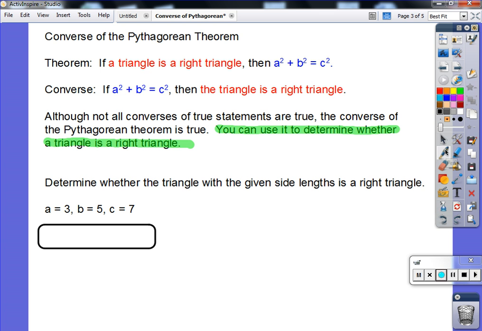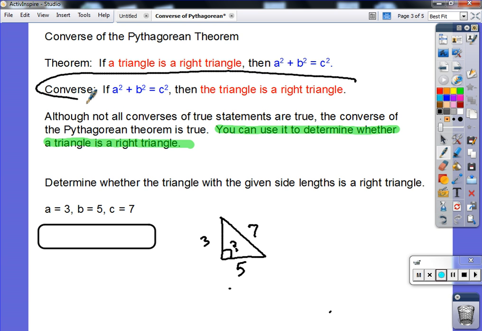So let's say that I have a triangle that has a length of 3 on one side, a length of 5, and a length of 7. So I want to know, is this a right triangle? Is this 3, 5, 7? Is that right there a right angle? Do I have a right triangle or not? Well, according to this statement right here, if a squared plus b squared equals c squared, then the triangle is a right triangle. So let's test it.